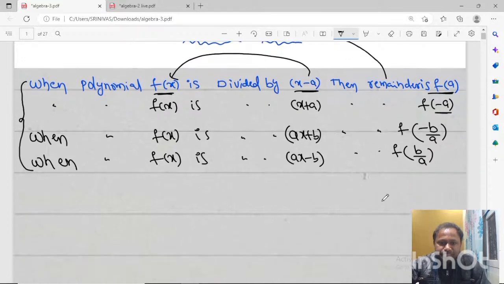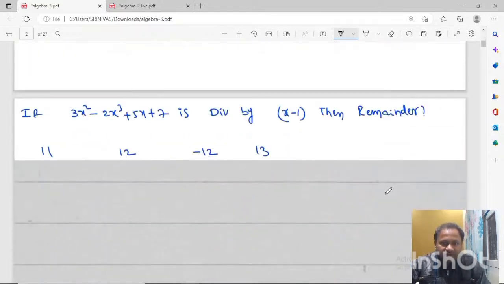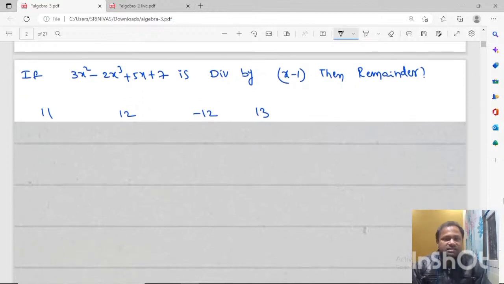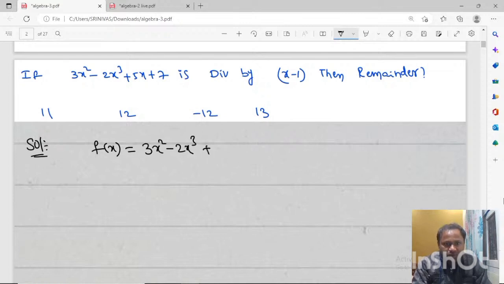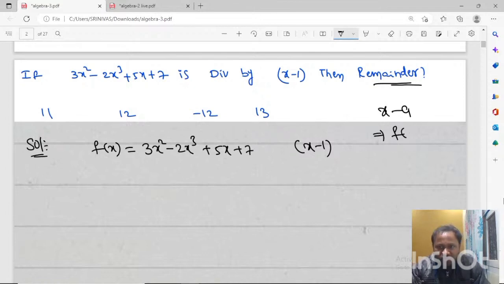Now, I will go to one problem. With that, you can identify easily. See this. If f of x is equal to 3x square minus 2x cube plus 5x plus 7, here we are dividing with x minus 1. Then the remainder, just now we discussed, x minus a means f of a will be the remainder. So what will be the remainder? F of 1. Yes, Renuka as well as Usha Rani are saying the answer is 13.